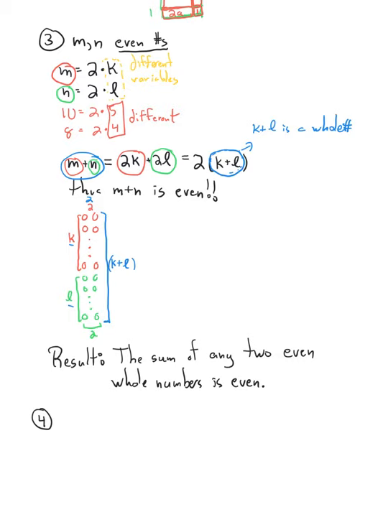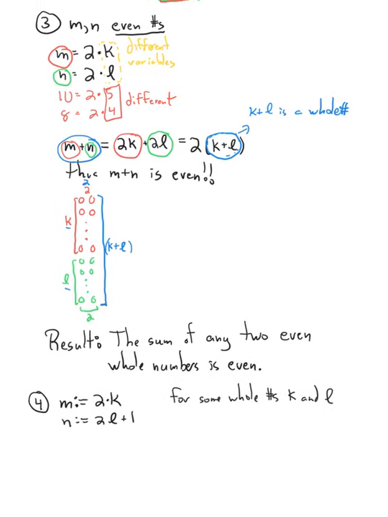Okay, so we want one even number, so m will be our even number, I guess. We'll write it as 2k, and n will be our odd number, so it'll be 2 times L plus 1, because remember, these guys could be different, so I need to use different variables to express them. And I introduced k and L, so we'll say for some whole numbers, k and L. All right.